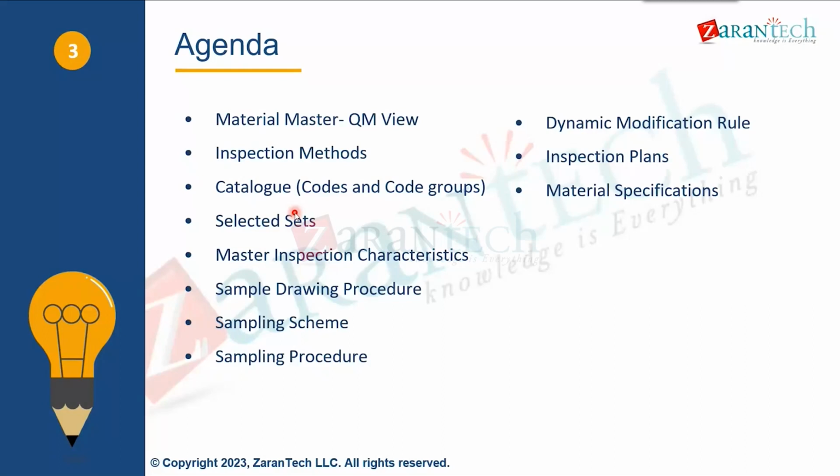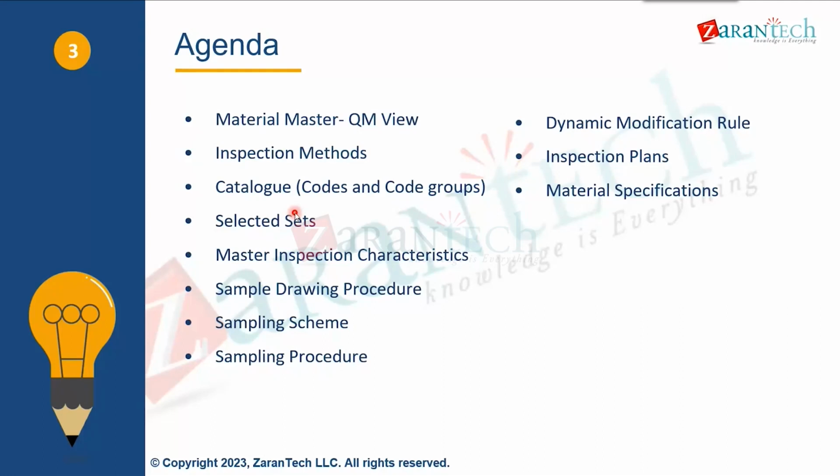Okay. So we have three options, right? Complete copy model, incomplete copy model, and reference characteristic. What is the main difference between the three? Complete copy model is basically if you want to copy everything, for example the lower specification limit and upper specification limit, into the inspection plan, so we have to use the complete copy model.